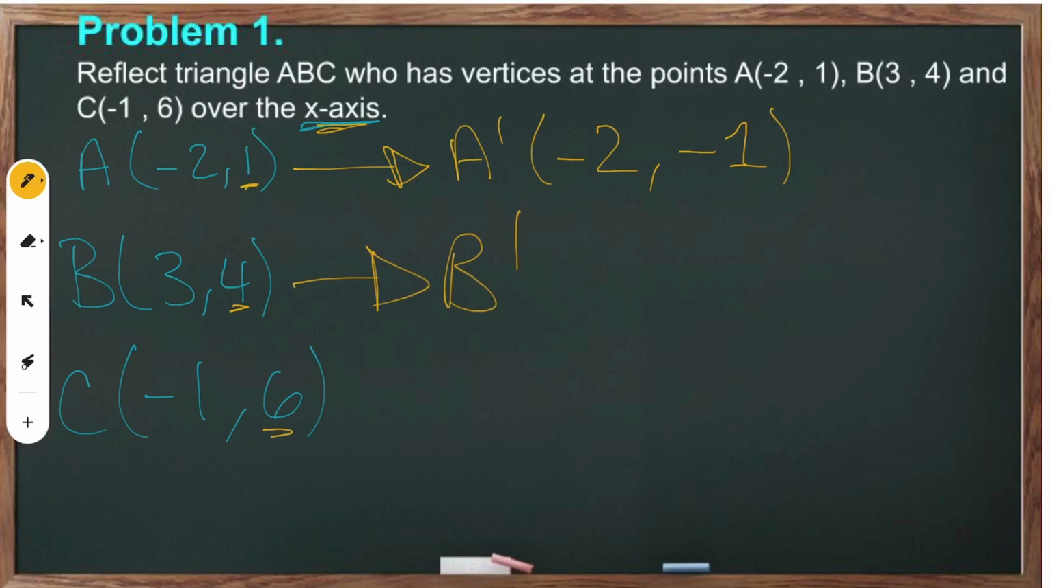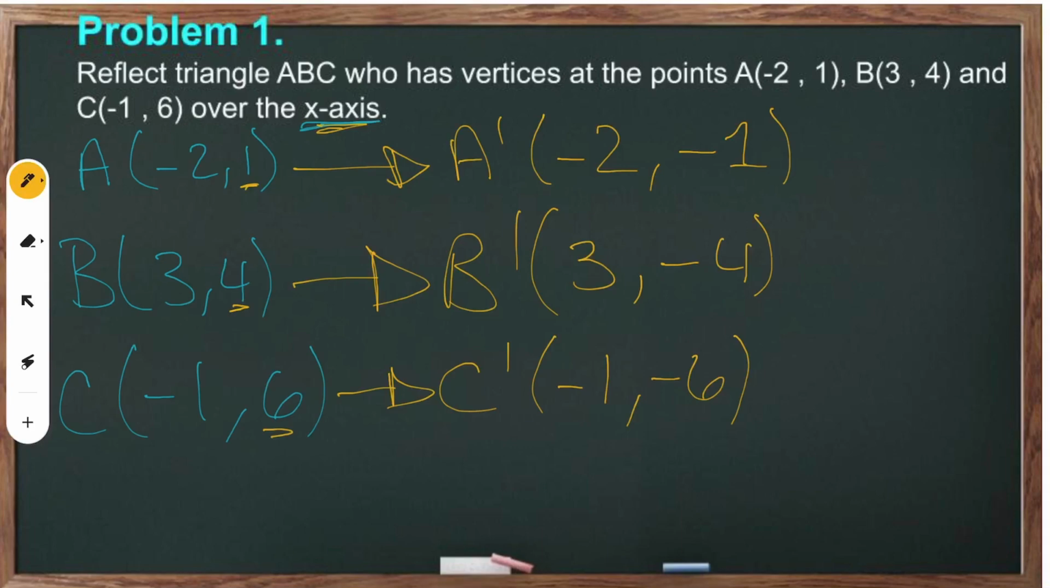B prime, since I'm reflecting over the x-axis, my x value stays the same, and my y value, which is a +4, will become a -4 because I'm changing the sign of my y value. And last but not least, C prime will be -1. The x value remains the same again because we're only reflecting over the x-axis, and this +6 will become a -6.